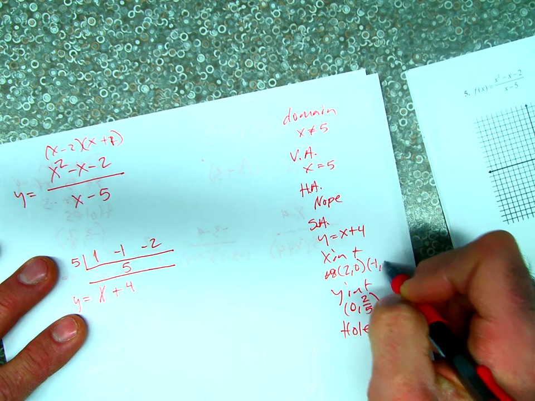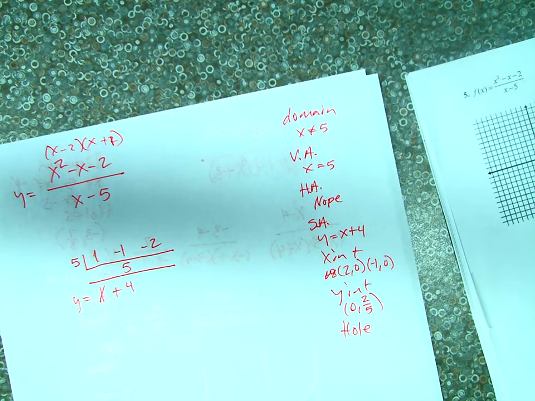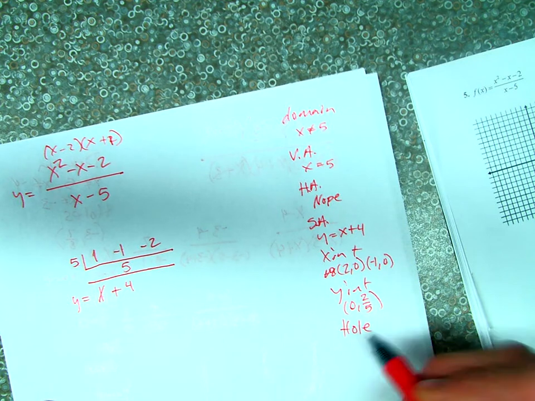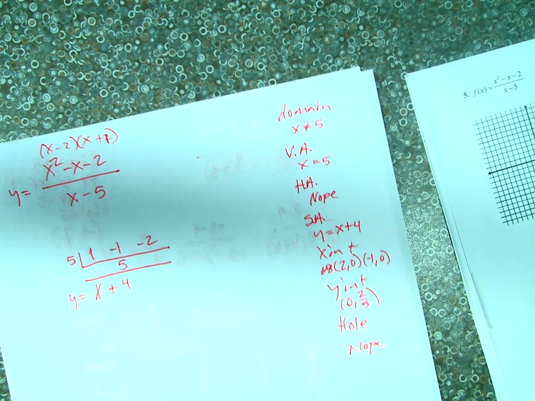Negative 1, 0. Do we have any questions about any of that stuff? Are we going too fast? Are we okay? Yes. No. Oh, there's no holes. Thank you. Now we're ready to graph it.